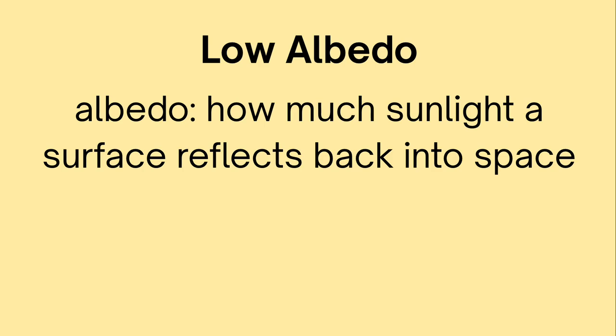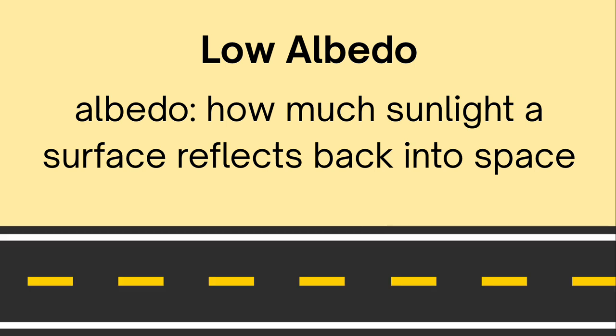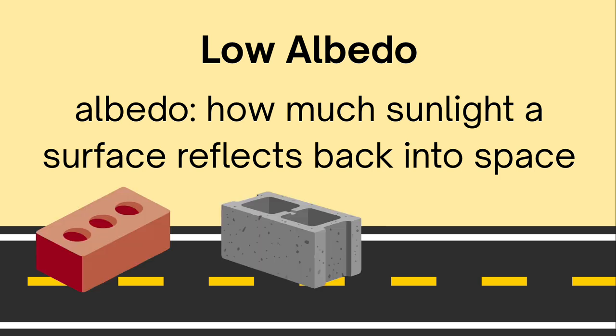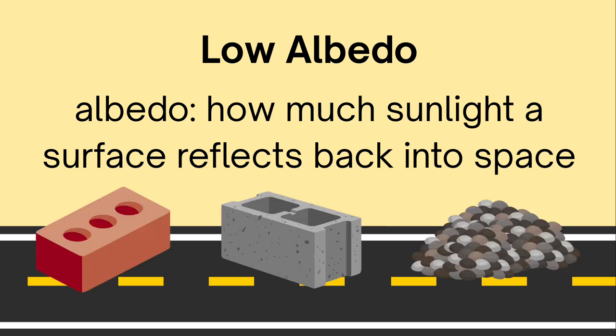An albedo is how much sunlight a surface is able to reflect back into space. Something with low albedo is unable to reflect as much heat and sunlight, and so it absorbs more heat. A city happens to be made of a lot of things with very low albedos. For example, the roads you drive on are made of asphalt, low albedo; bricks, concrete, gravel. All of these common construction materials have very low albedos.